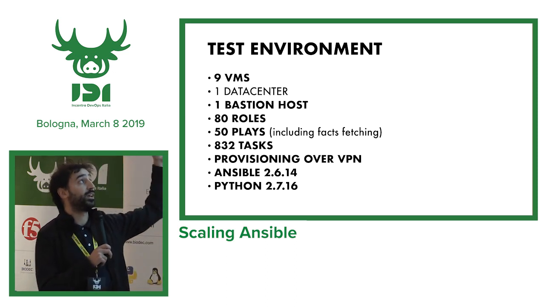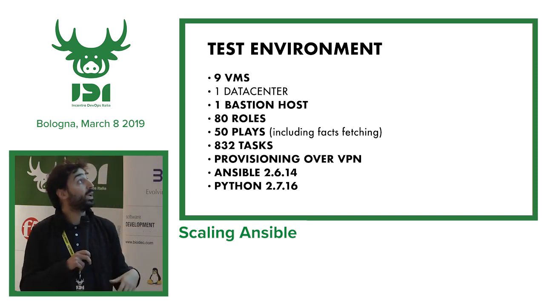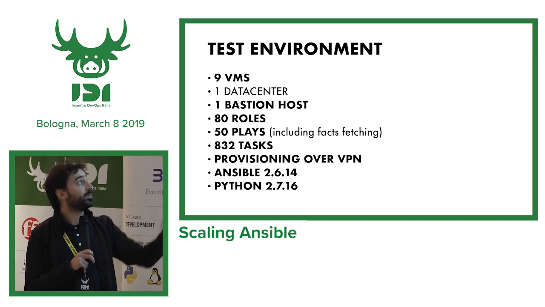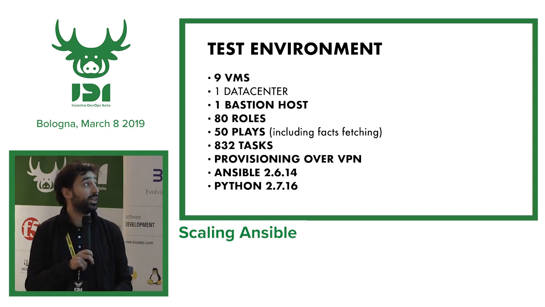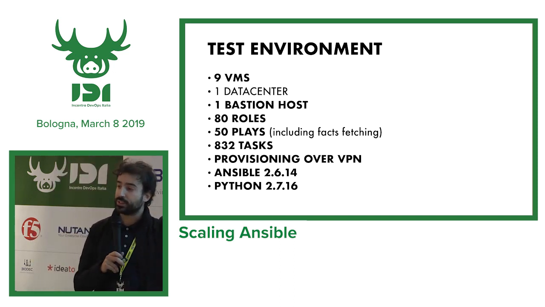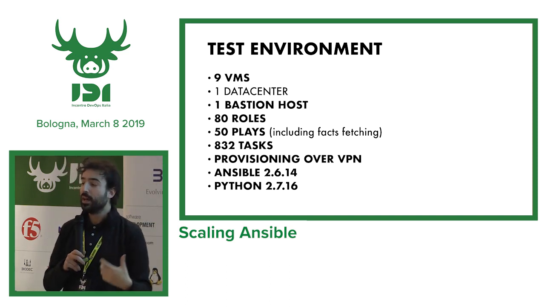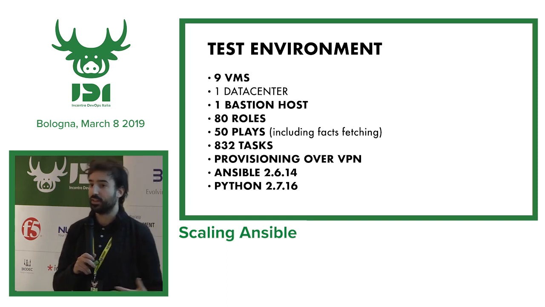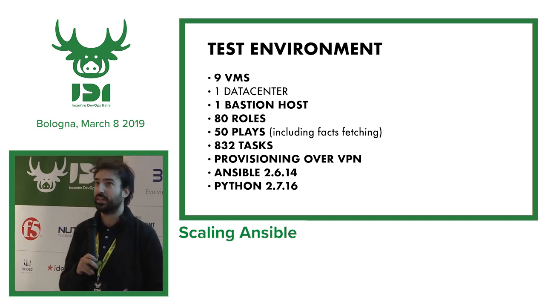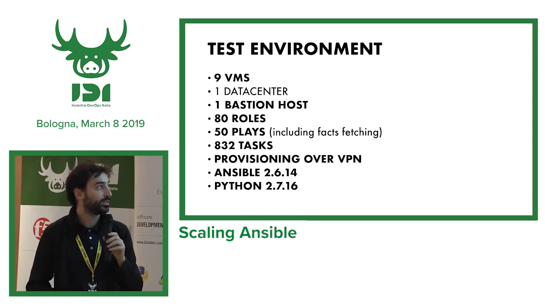So the reference will be this environment. This is only 9 VMs, so very little. We have 1 bastion host, the same thing. The roles and plays are the same because QA looks like the customer environment, just smaller. And we are using Ansible 2.6.14. Ansible 2.7 changes some things slightly, but Ansible is really an upstream-first project, so I usually never run the latest version, especially when you need to support customers and run in infrastructure where side effects might impact a lot of things. So this is the latest release we're using right now.